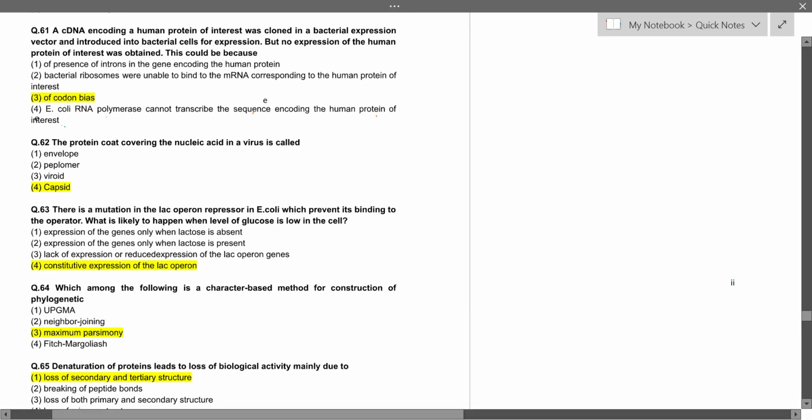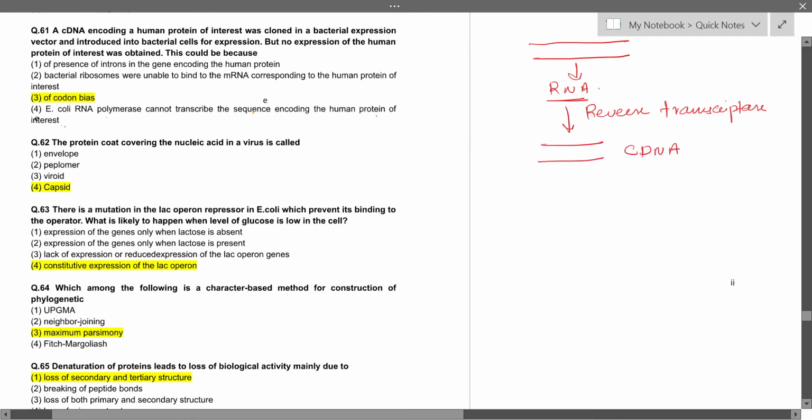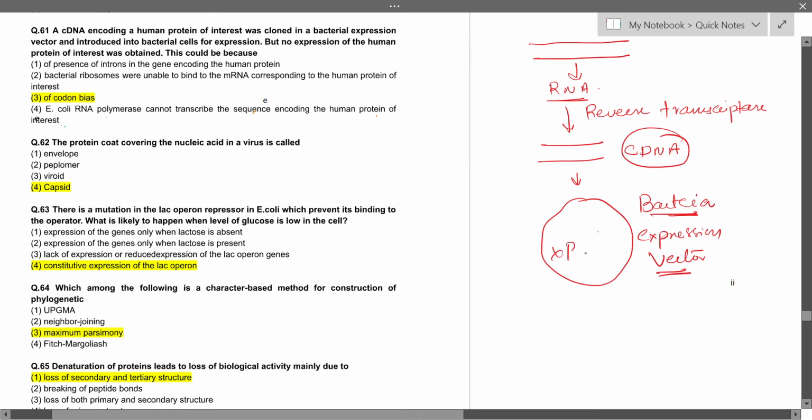See, what is done is, suppose this is a human DNA and from this human DNA, RNA was made. Now from this RNA they used reverse transcriptase and produced cDNA. Now they've introduced this cDNA into the bacteria using the expression vector. Now it was found this cDNA was not able to produce protein in the bacteria.